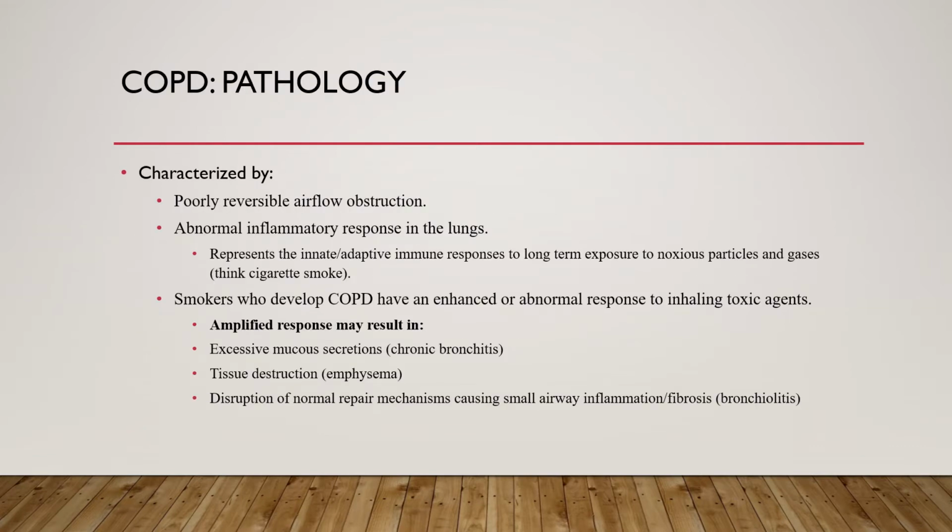All right, we're going to start off with COPD. We'll get right into the pathology. It's characterized by poorly reversible airflow obstruction and an abnormal inflammatory response in the lungs. Now, smokers who develop COPD have an enhanced or abnormal response to inhaling toxic agents, so that amplified response is probably going to result in excessive mucus secretions, which coincides with chronic bronchitis, tissue destruction, and/or disruption of normal repair mechanisms, which will cause small airway inflammation or fibrosis.